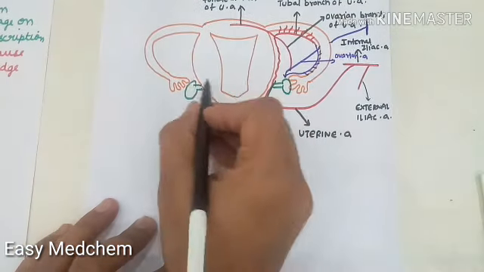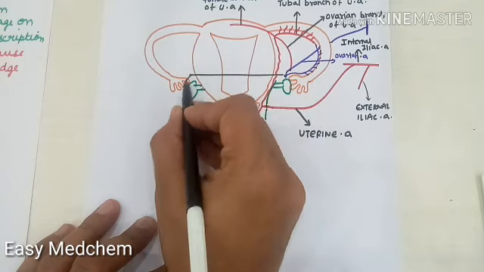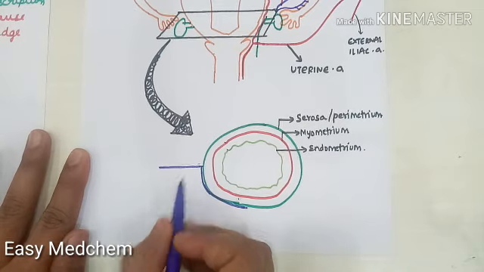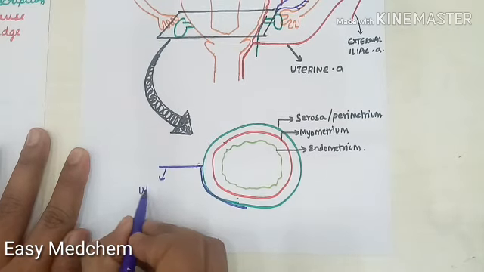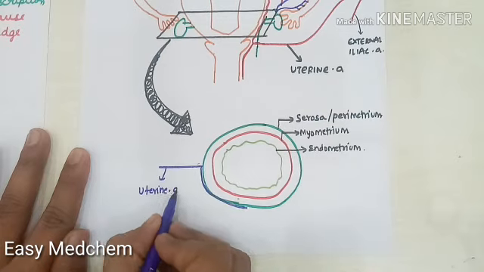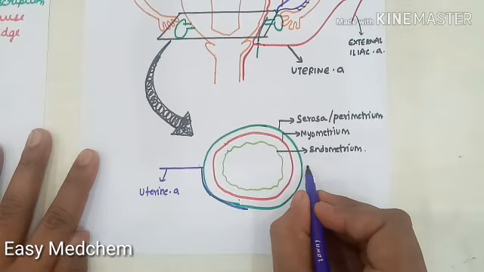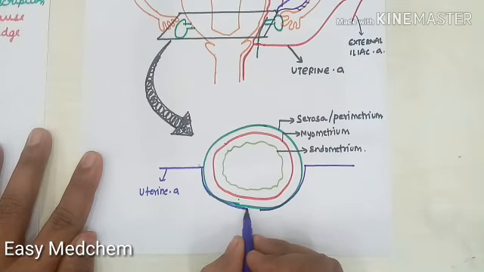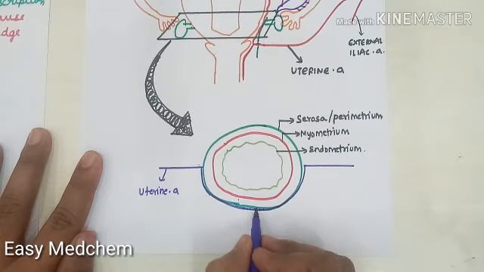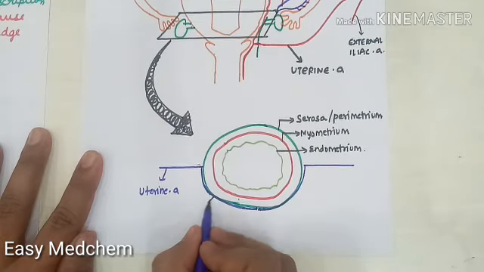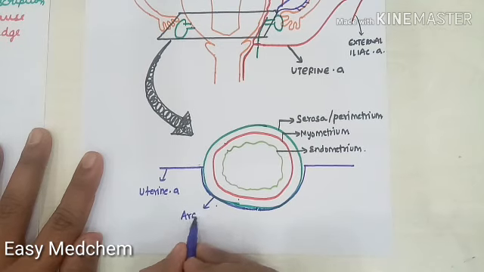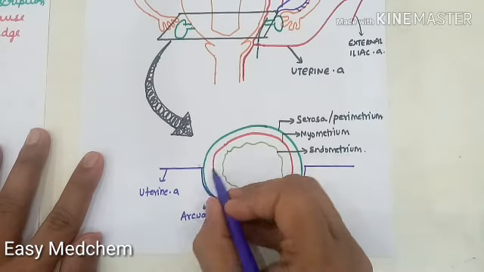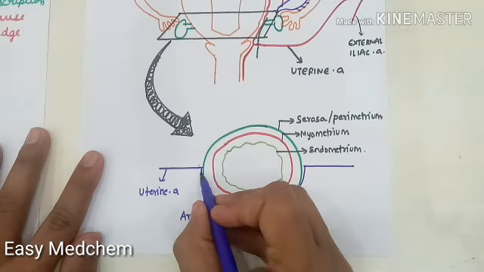Let's cut this section of the female reproductive system and cut this artery, which is a branch of the uterine artery. So this is the uterine artery. This artery is the arcuate artery. It is making an arc or arch here, that's why it is called the arcuate artery, which is a branch of the uterine artery. So these are the arcuate arteries. Okay, from the arcuate arteries, the radial artery will arise.